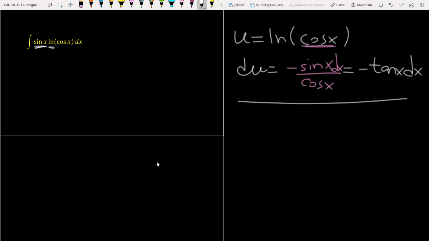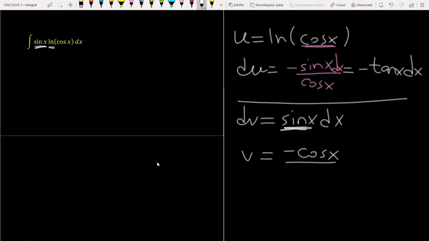What about dv? dv is the rest. The rest is sine x dx. In this case, if you integrate both sides of the equality, v becomes minus cosine x, since minus cosine x is the antiderivative of sine x. This is why v is minus cosine x.